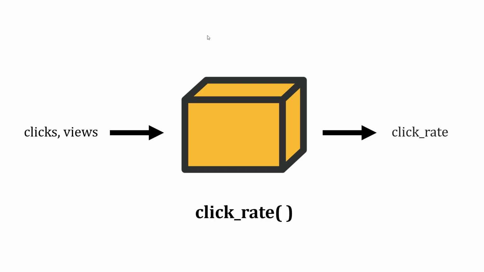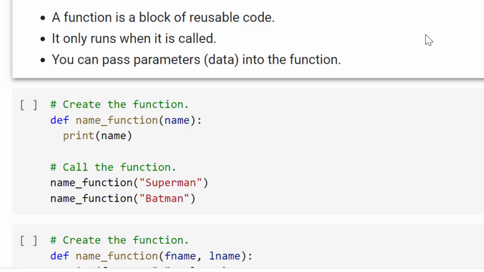Okay, now let's take a look at some functions in Python. So if you want to follow along with this code, a link will be on the page. So remember, a function is a block of reusable code, and it only runs when it's called. It's got to be called for it to run, and we're going to talk about that in a second. And you can pass parameters or data into the function. So let's try to create one and then call it.